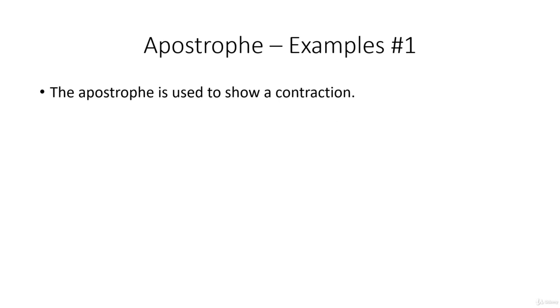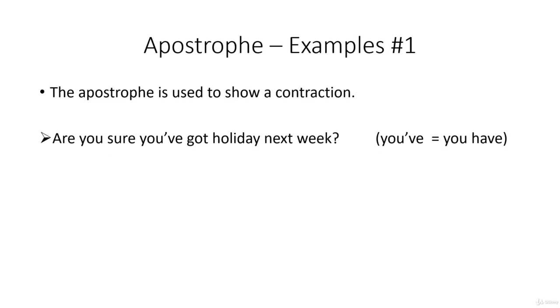So we use an apostrophe to show a contraction. Are you sure you've got holiday next week? So you have has been abbreviated or contracted to you've. So the apostrophe is a sign showing which letter or where the letters are missing. So the H and the A from have been removed, leaving you've, and we put the apostrophe there to show this. The apostrophe can stand for one or more missing letters.